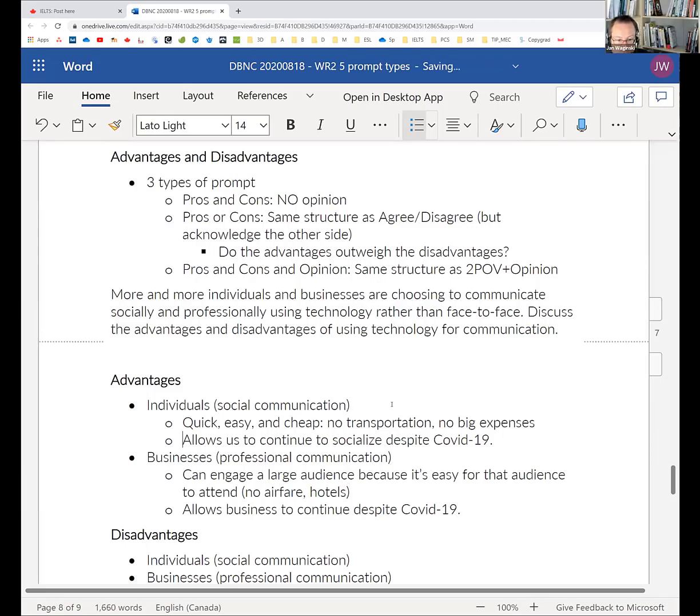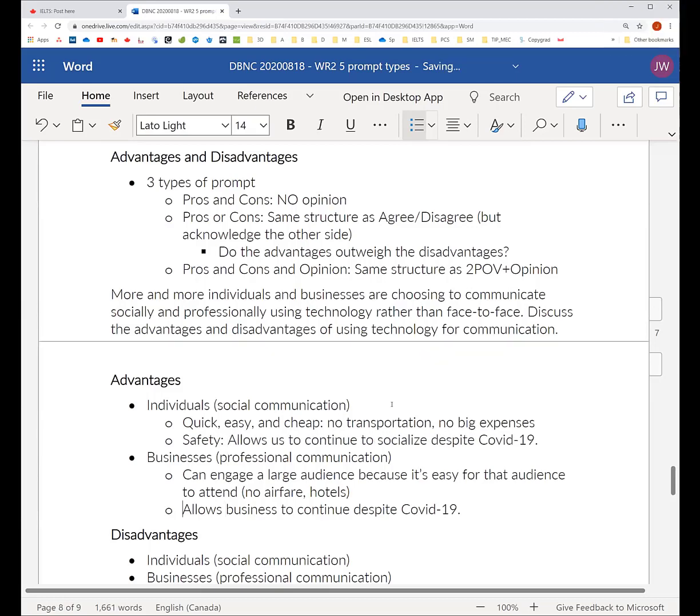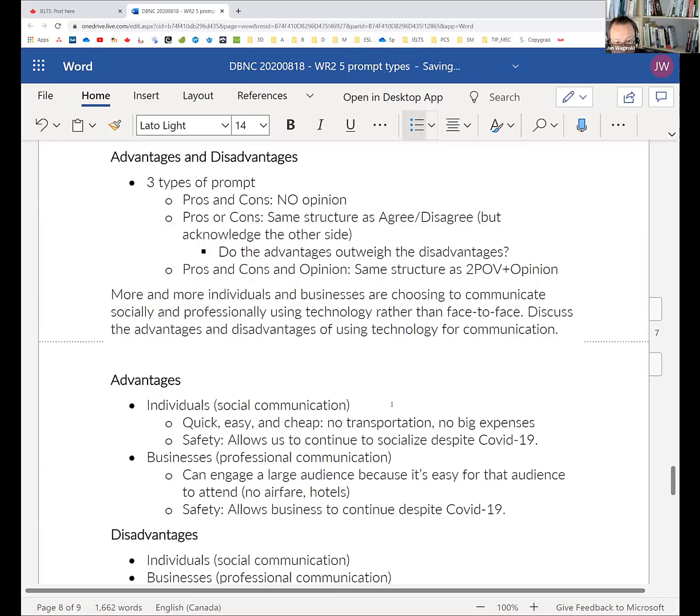So obviously, safety is the key word here. Yeah, so I want to say safety. Okay, so in 2 words, what are the main advantages? Convenient and safety. Convenience and safety. There you go.